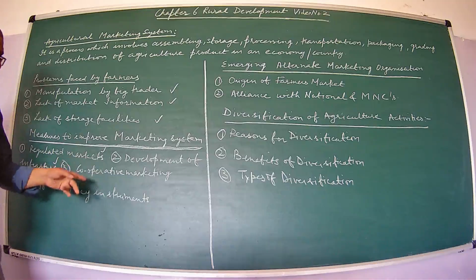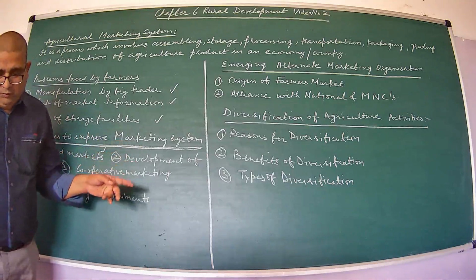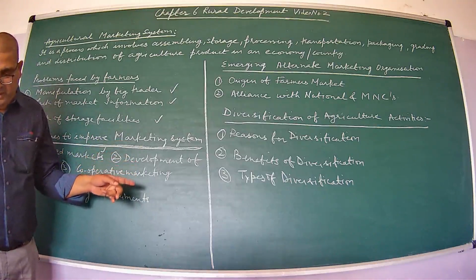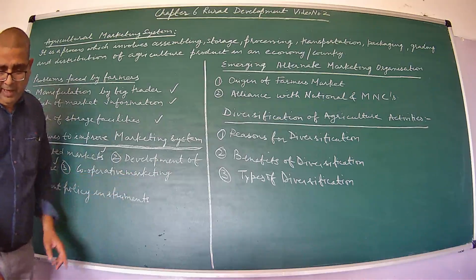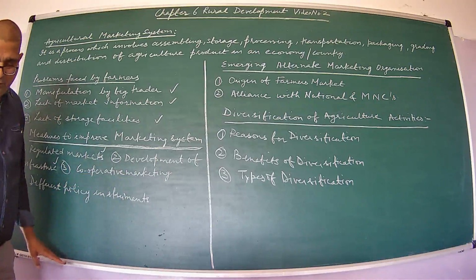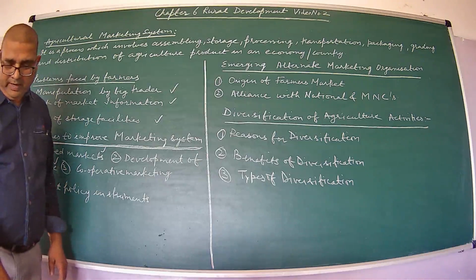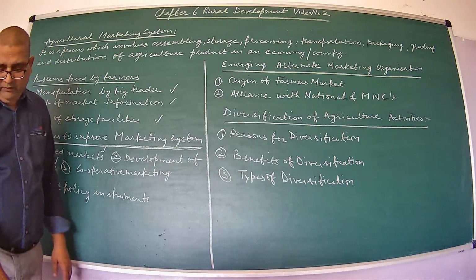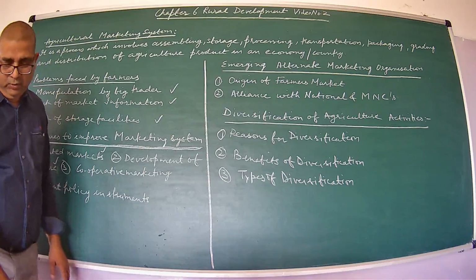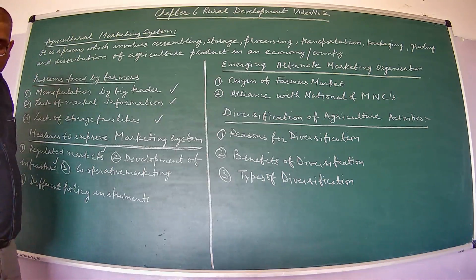They received a setback because these cooperative marketing efforts failed. The aim of cooperative marketing is to realize a fair price for farmers' products. Under this, marketing societies are formed by farmers to sell the output collectively and to take advantage of collective bargaining. But my dear students, this system failed.